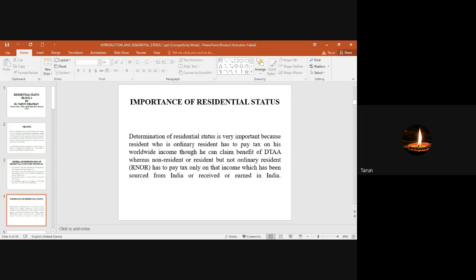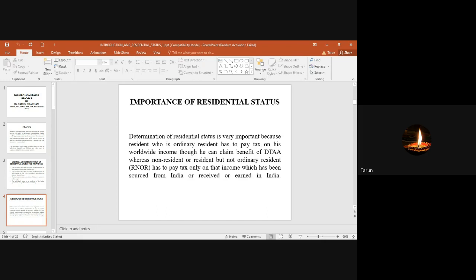And the non-resident has no right to pay the tax in India, because after all the residential status of that individual who is non-resident has no liability to pay the tax as per the rules under the Income Tax Act 1961. So, in order to determine the residential status, it is very important to know whether a particular individual is resident.